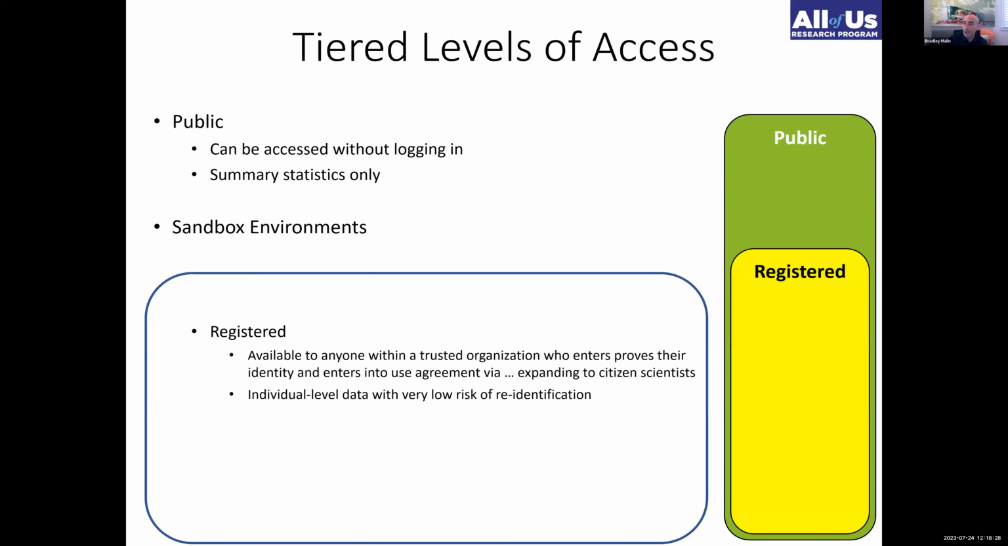We've created two different tiers. One is what's called the registered tier. Anyone in a trusted organization that enters into an agreement with the NIH can get access to this. Currently, we have this available to academic organizations and not-for-profits in the United States. And we've done analysis on the data to show that the risk of re-identification of these individuals, given this context, is expected to be low.